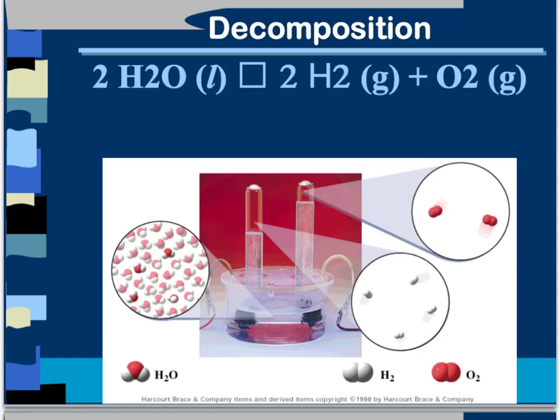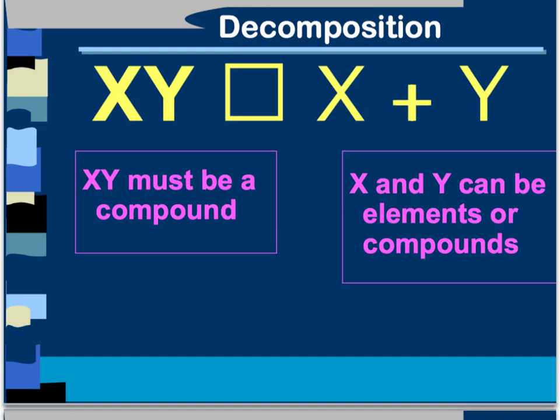A classic example here is where we take water, we add electricity, I should put electricity on the top here, and it produces two hydrogen molecules and an oxygen molecule. So water breaks down into hydrogen and oxygen with the help of electricity. So again, coming back to these, what are these things meaning? XY is obviously going to be a compound, and then X and Y could either be an element or a compound. So hopefully you're noticing that this is just the reverse of the synthesis reaction.